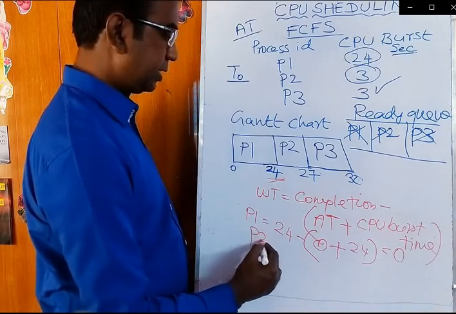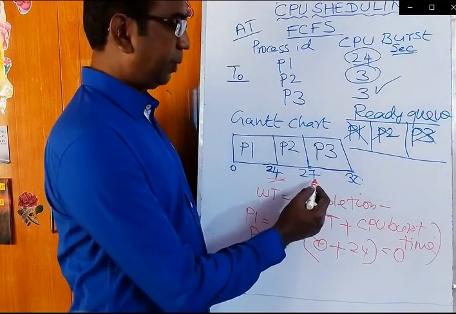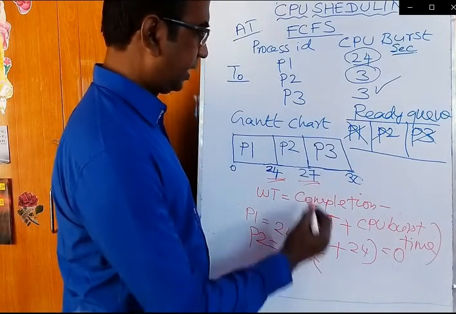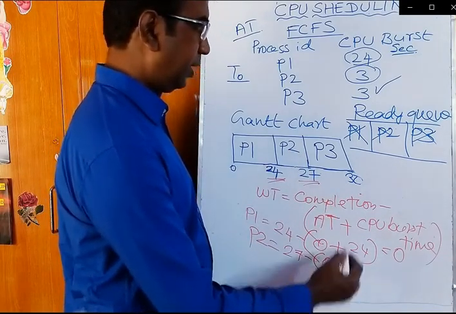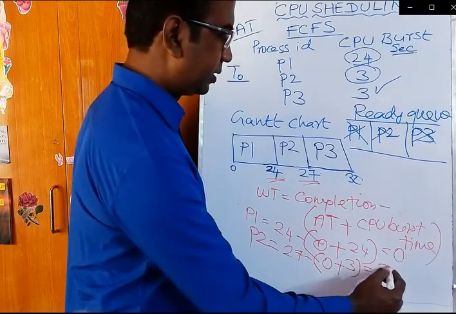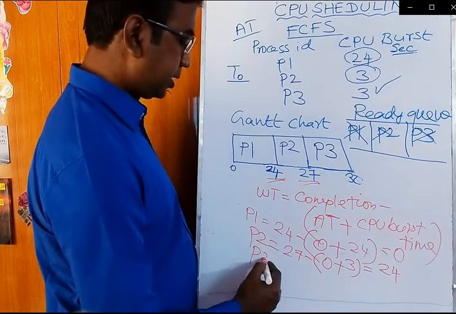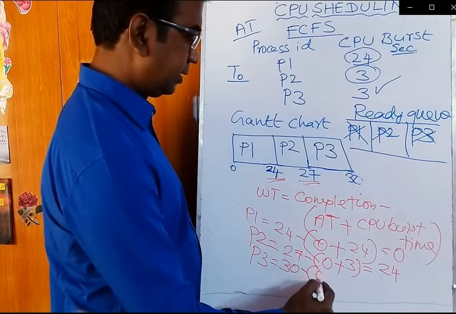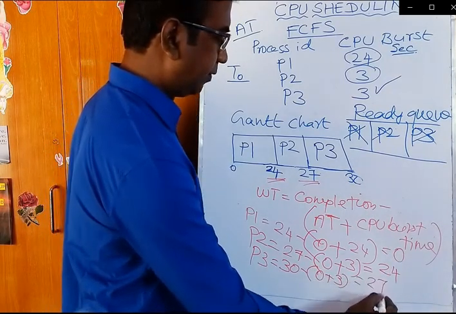Now consider the same thing for process P2. What is the completion time for process P2? 27 minus the arrival time, which is 0 for all 3 processes, plus the CPU burst time, which is 3. So 27 minus 3 equals 24. Like that, for process P3, the waiting time is 30 minus 0 plus 3, which equals 27.